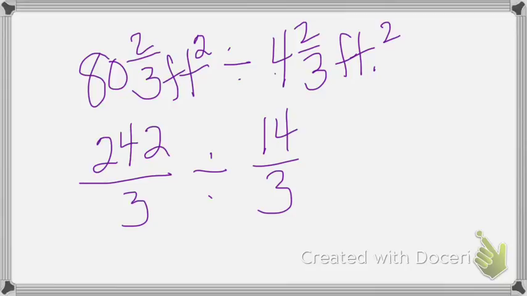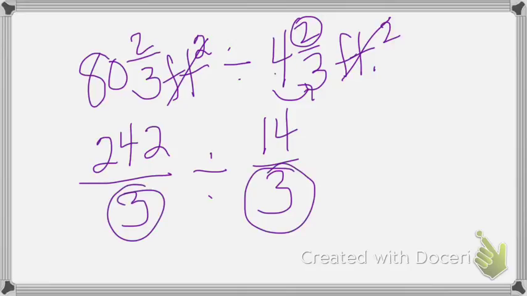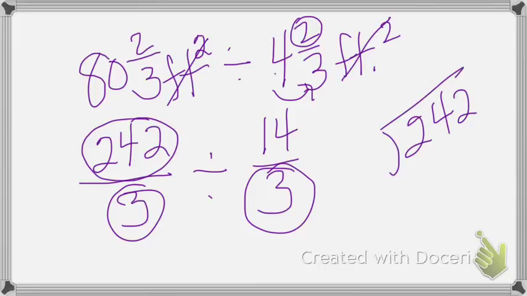I just went 4 times 3 was 12, plus another 2 is 14 thirds. Okay, this we can drop out right now. We don't really need to worry about that because if we're dividing square feet by square feet, we're going to come up with a single number. And again, if we have thirds divided by thirds, and if you remember in the past, we only need to be concerned with the numerators. In this case, we have 242, and we're going to divide that by 14.